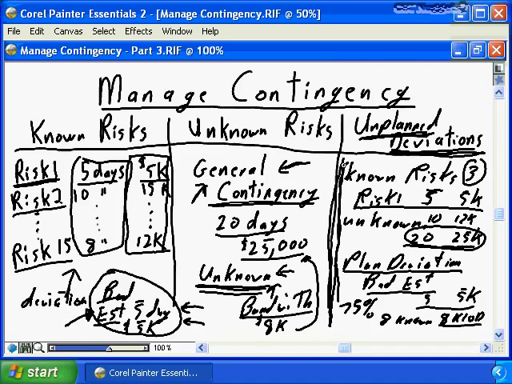The key to managing contingency is to reserve the funds for the known risks until the risk event occurs or transpires without occurrence. The key to managing contingency is ensure that you're using your general contingency only when a true risk event happens, that you're not consuming it for planned deviations. And as you're delivering the project, as your known risks transpire and you have extra funds available because risk events did not happen, then it is acceptable to apply that against planned deviations.